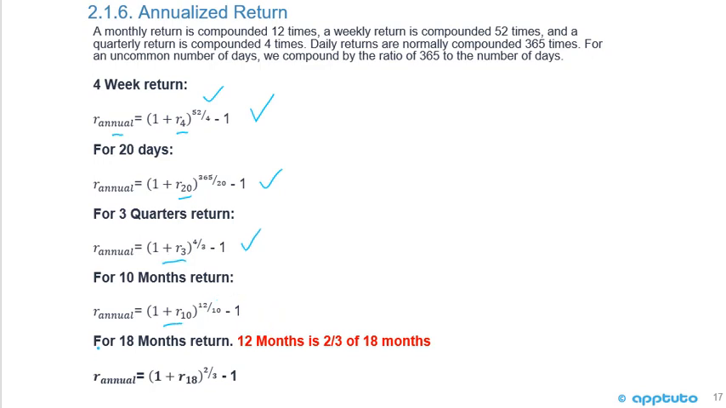Okay? Now this is an important one which I put in red, I put it in bold. For an 18-month return, this is an interesting one. 12 months is 2/3 of 18 months. So you do 1 plus the return for 18 months, but it's to the power of 2/3, okay? Because it's for 18 months. 12 months is 2/3 of 18 months. So that's an important one.